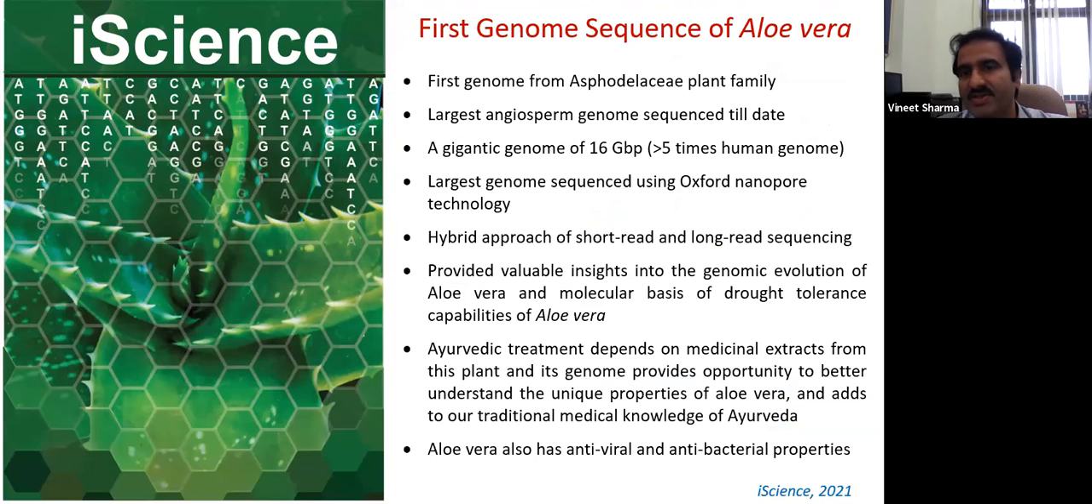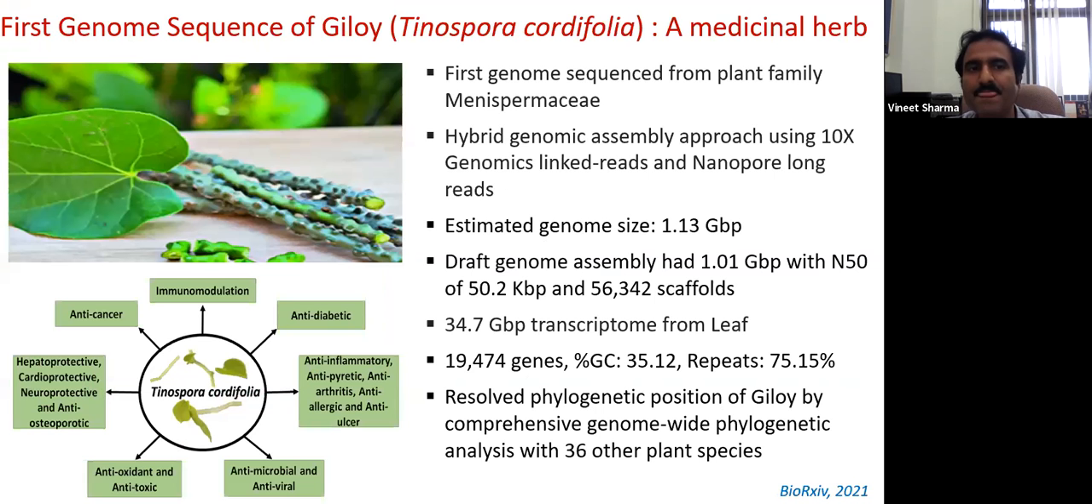Then we published the first genome sequence of aloe vera, which was also published this year, and this is the largest angiosperm sequence till date. It is 5 times bigger than the human genome, so it is a very, very big project, right? So we had to do a lot of sequencing here, and this is also the largest genome sequence so far using the PromethION nanopore technology, right? And it provided a lot of insights about how this plant survives in difficult drought and stress conditions, right? And of course, both turmeric and aloe vera are very important genomes medicinally and commercially, right?